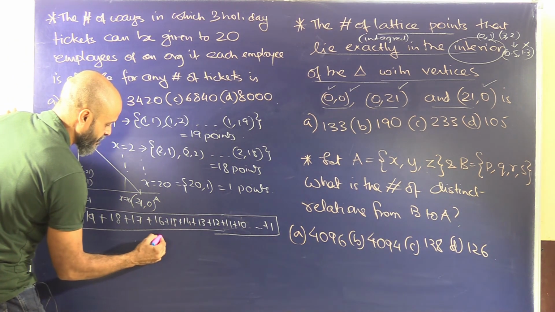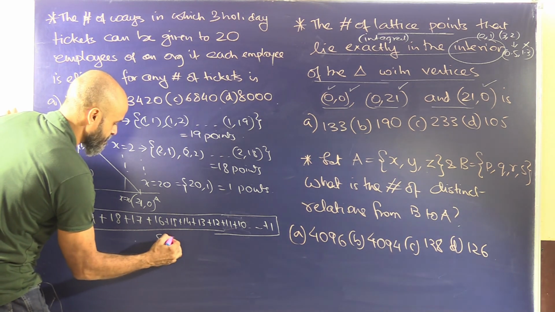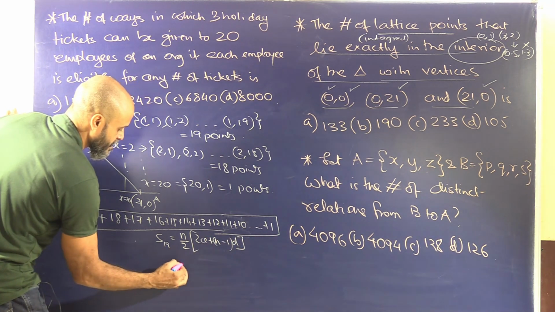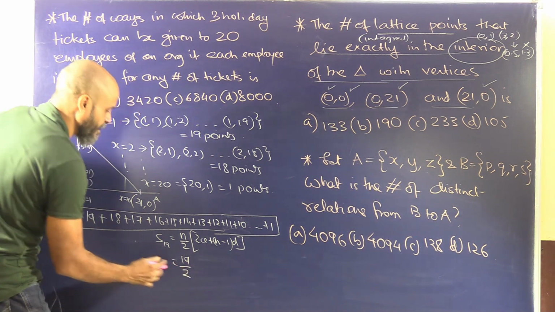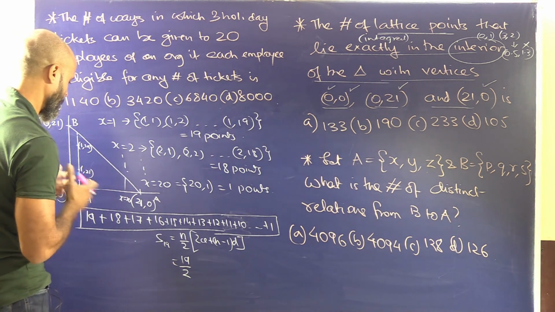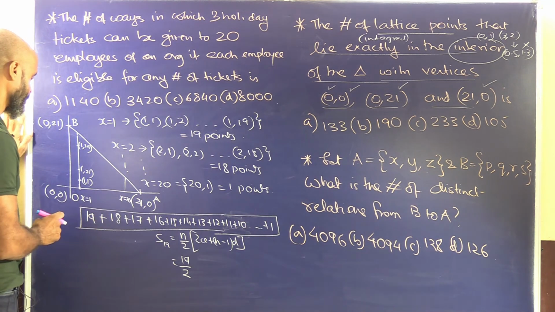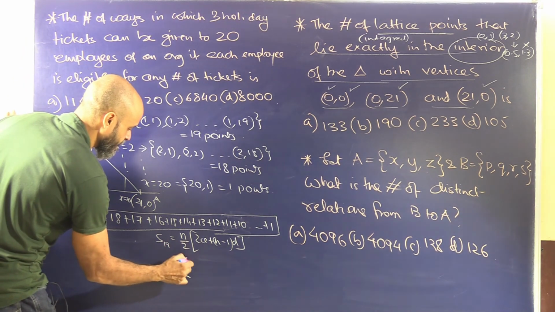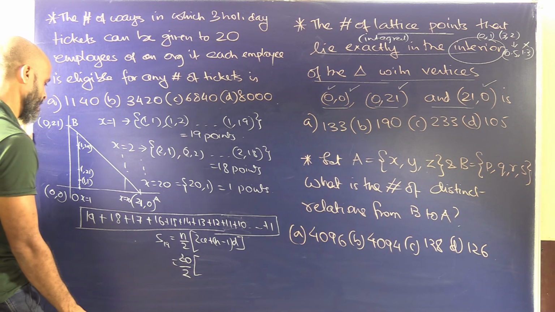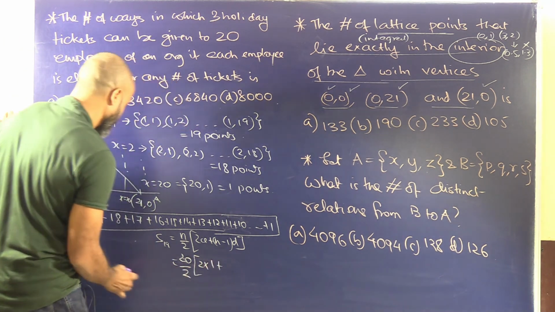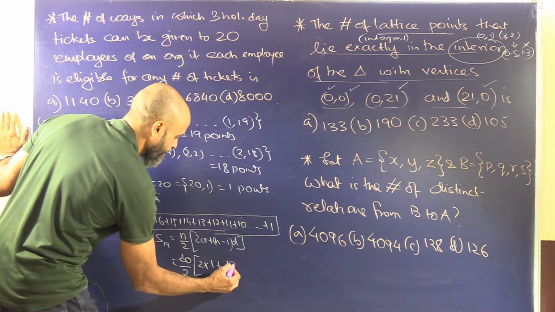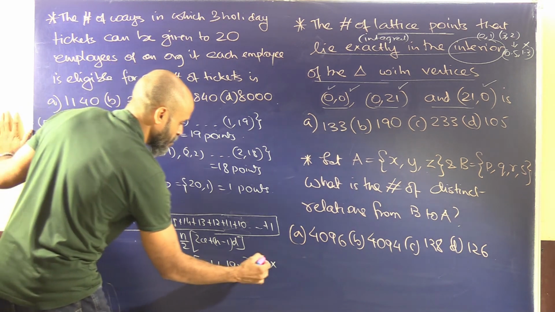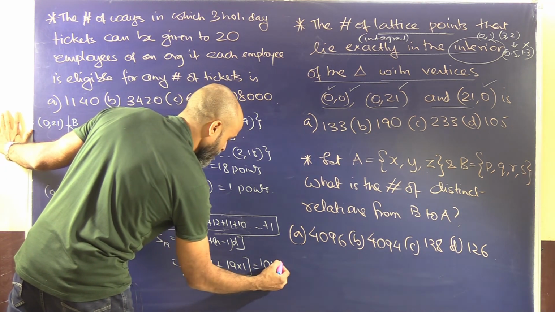The AP is the sum of 19 terms. The sum will be n by 2 into (2a plus (n minus 1) into d). So this will be n by 2, that is basically 19 by 2. We have 1 to 19, so we will have 20 terms out here. I'm sorry. And 2a, that is 2 into 1, plus (n minus 1), that is 19, into d. So we have here 10 into (19 plus 2), that will be 21.